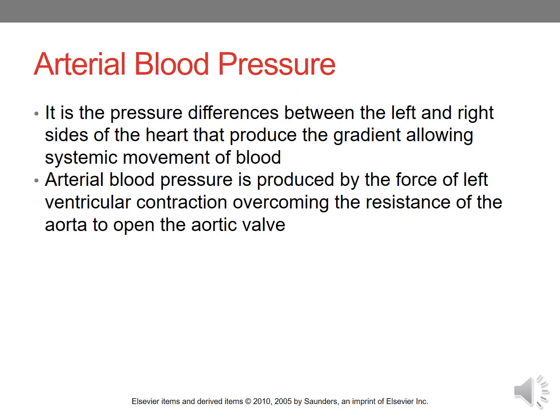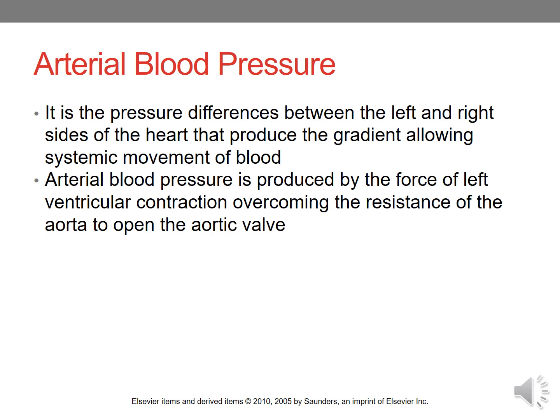Arterial blood pressure is the pressure difference between the left and right sides of the heart that produces the gradient along systemic movement of blood. I think we should all have an idea by now that when we're measuring blood pressure, we're measuring pressure of blood in an artery and not a vein. The reason why is because arterial blood takes blood to the entire body systemically. So this is what we want to measure, the systemic movement of blood.